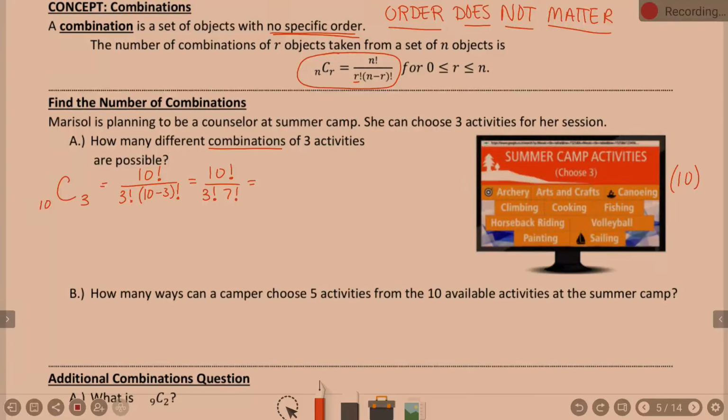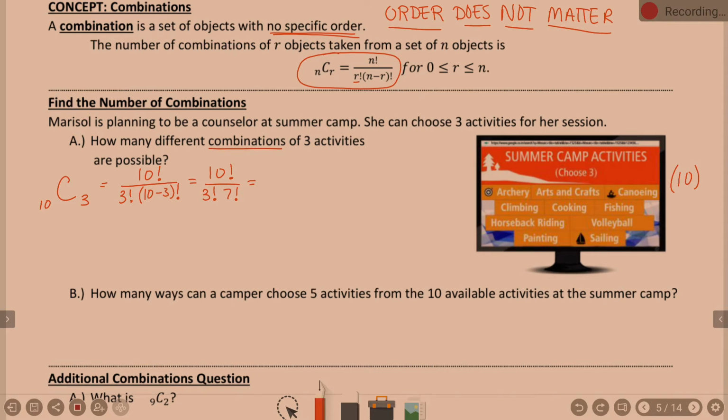Yesterday in your class, we left off just starting to talk about combinations, right? Remember, big difference between permutations and combinations? Permutations, order matters. It's specific of how you arrange things. Combinations, order does not matter. And so this situation was picking 3 activities from the 10 camping activities.